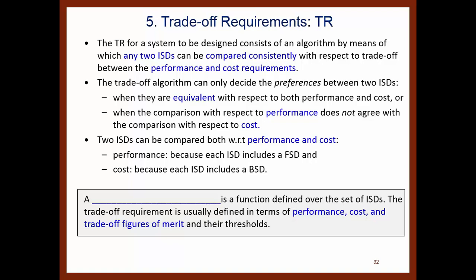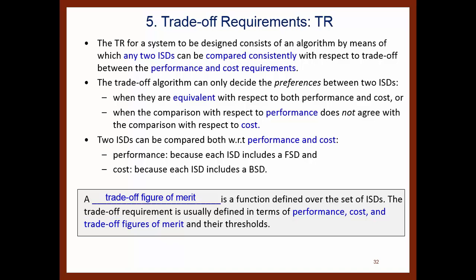When they are equivalent with respect to both performance and cost, or when the comparison with respect to performance does not agree with the comparison with respect to cost. Two implementable system designs can be compared both with respect to performance and cost. Performance because each implementable system design includes a functional system design, and cost because each implementable system design includes a buildable system design. A trade-off figure of merit is a function defined over the set of implementable system designs.